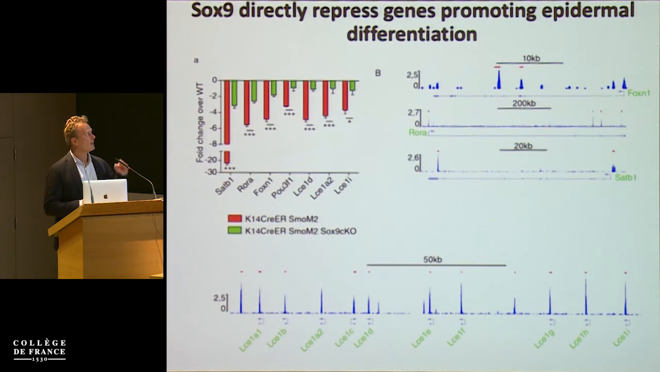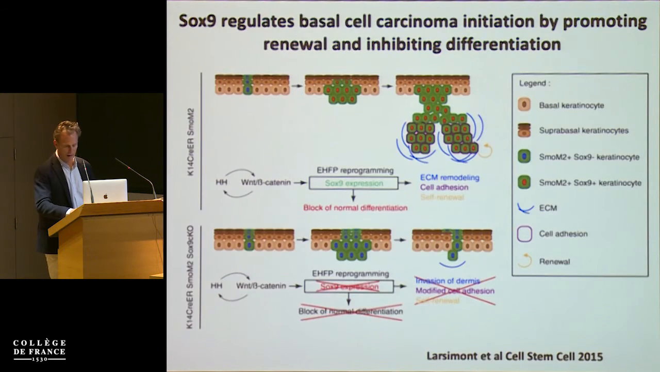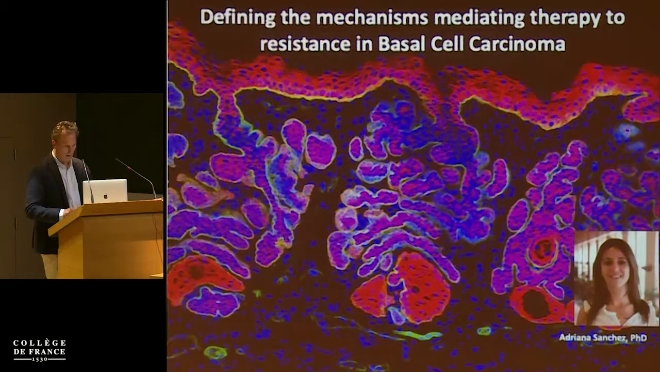Another thing that we realized is SOX9 is binding to the promoter regulatory region and represses the expression of many key genes of the epidermal differentiation complex. So SOX9 is really preventing terminal differentiation. And so when you remove SOX9, the cells that express the oncogene begin to express a lot of the differentiation factors and are lost through differentiation. So what I show you here is SOX9 is a key gene to promote renewal, block differentiation, and allow the tumor to progress.